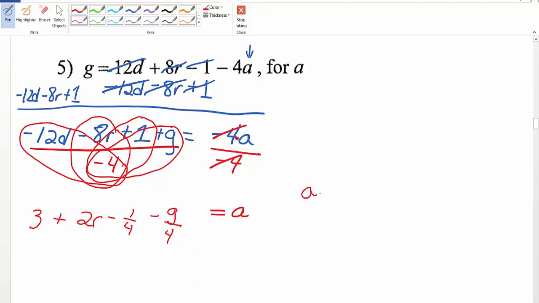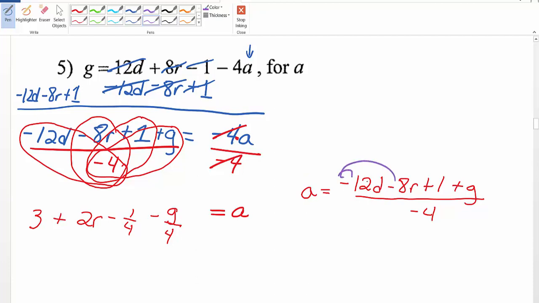But for me, if we had left it originally like a equals -12d minus 8r plus 1 plus g all over -4, you probably would have been okay. Another way that we could have done it is actually taking out a negative from every single term.